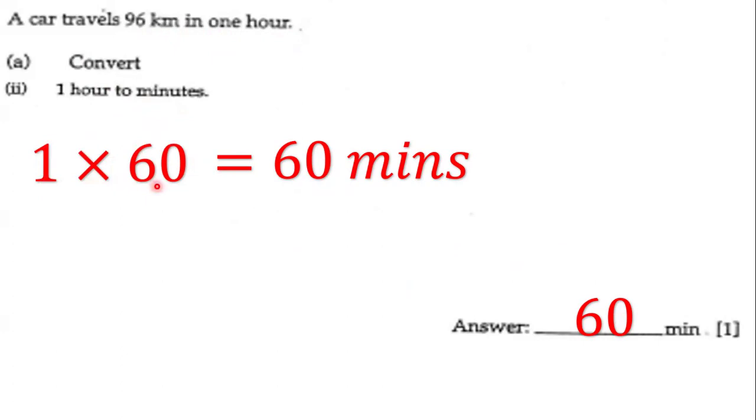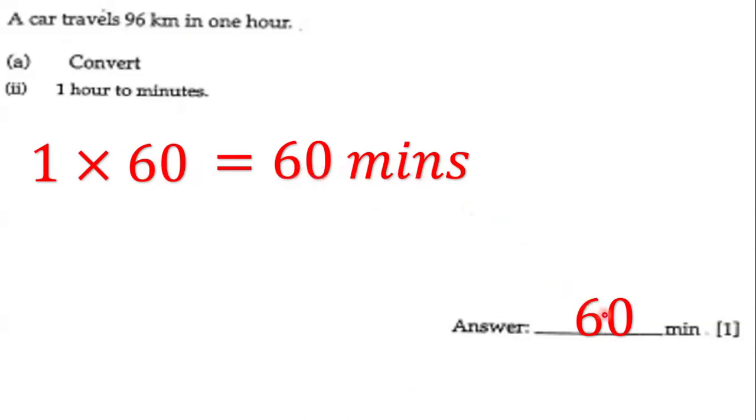If we add 2 hours, we're just going to say 2 times 60, and 2 times 60 would be 120. And so 2 hours would be 120 minutes, and 3 hours would be 3 times 60, which is 180, and 4 hours would be 4 times 60, which is 240 minutes. But they only want us to convert 1 hour to minutes. So it's just going to be 1 times 60, and it's going to be 60 minutes. So the answer here is 60 minutes.